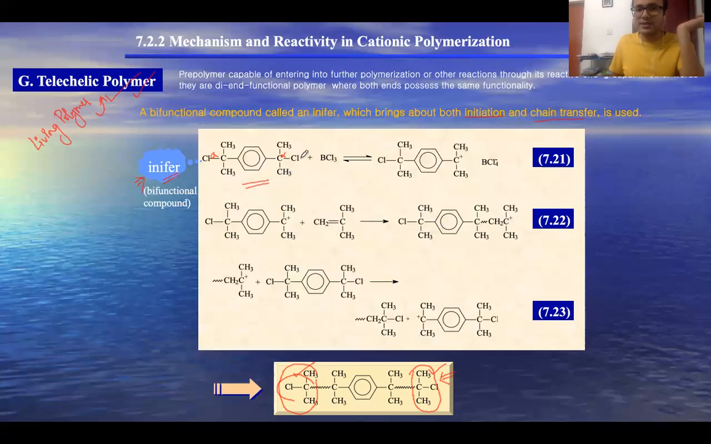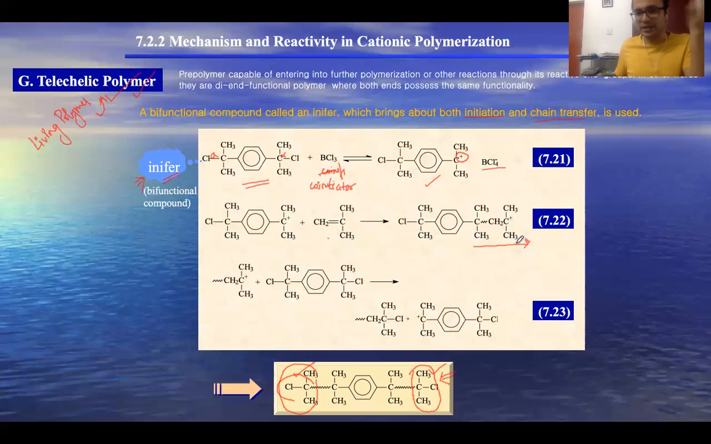So this is the initiator, and this is your co-initiator. Sorry, the spelling didn't come out right. So when the initiator reacts with the Lewis acid, it will accept a Cl minus to form BCl4 minus, and in the process a carbocation is generated. This carbocation reacts with the monomer to form initially the initiator-monomer complex, and then with further monomer it reacts to form a propagating chain.